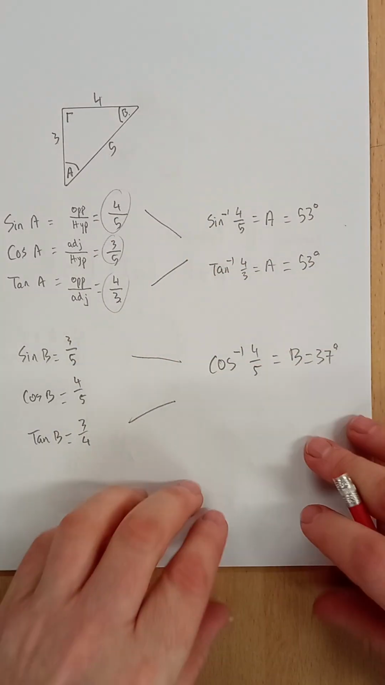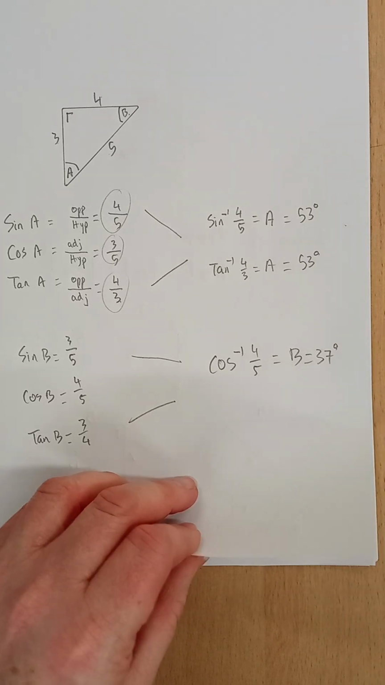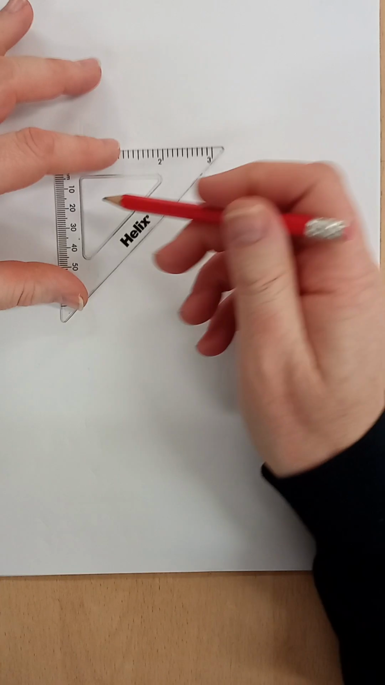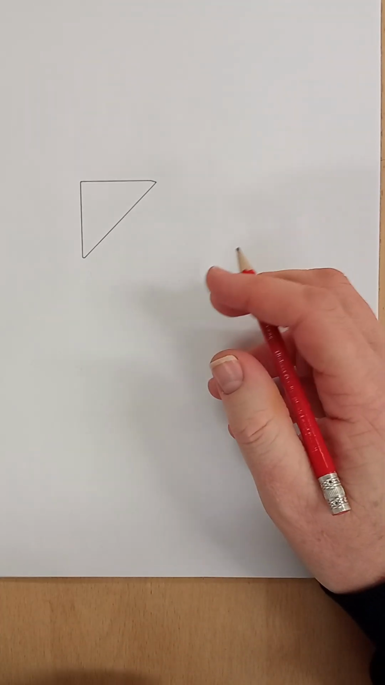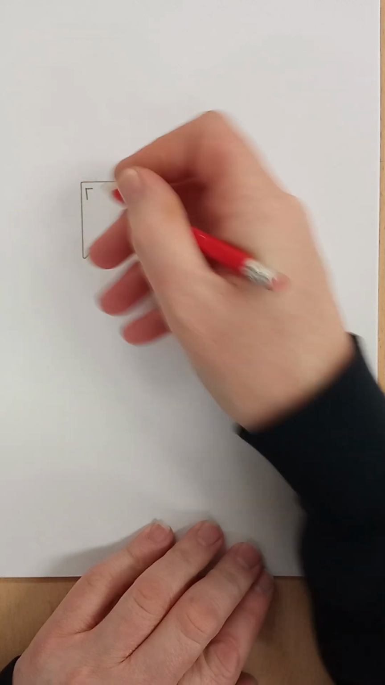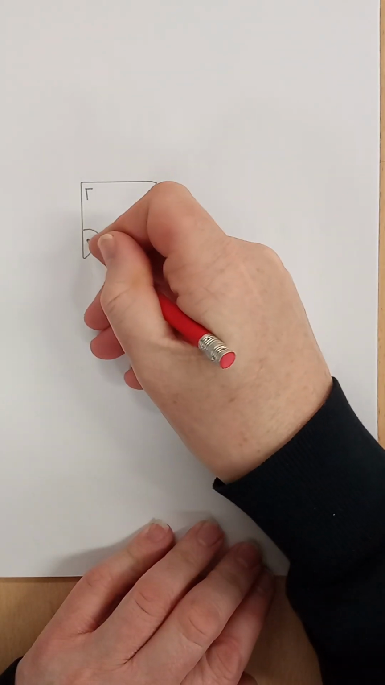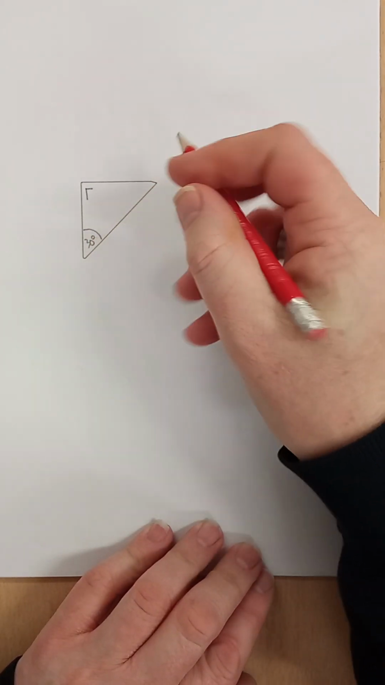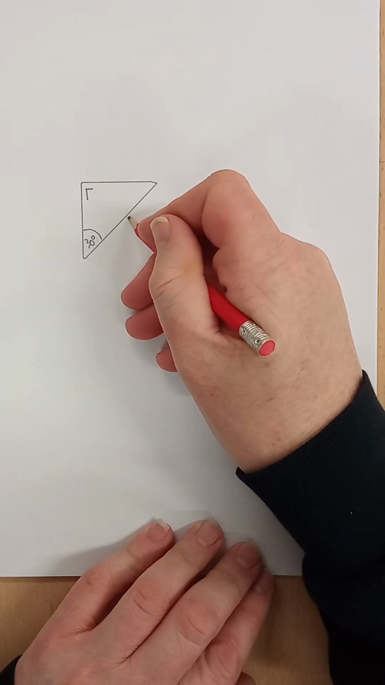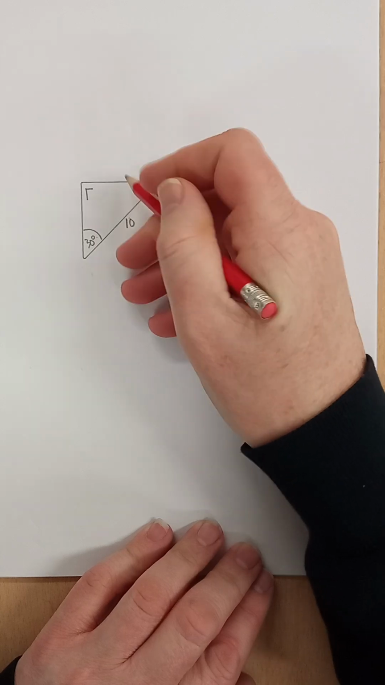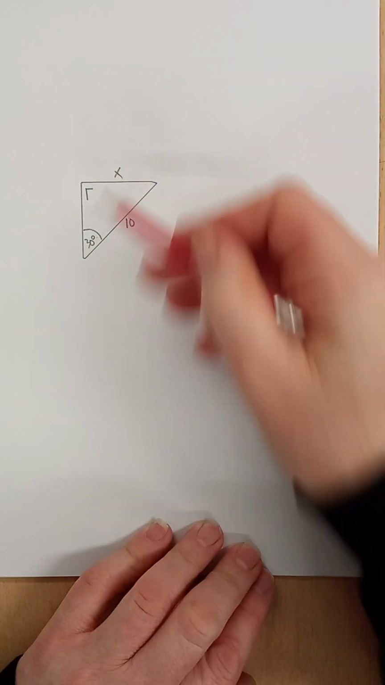Now, how is the sine, cos, and tan used? Well, the first way it's used is, let's say you want to find something that's missing. So there's my right angle, okay? And let's say that's 30 degrees, and that's 10, and that's x. And I want to find x.